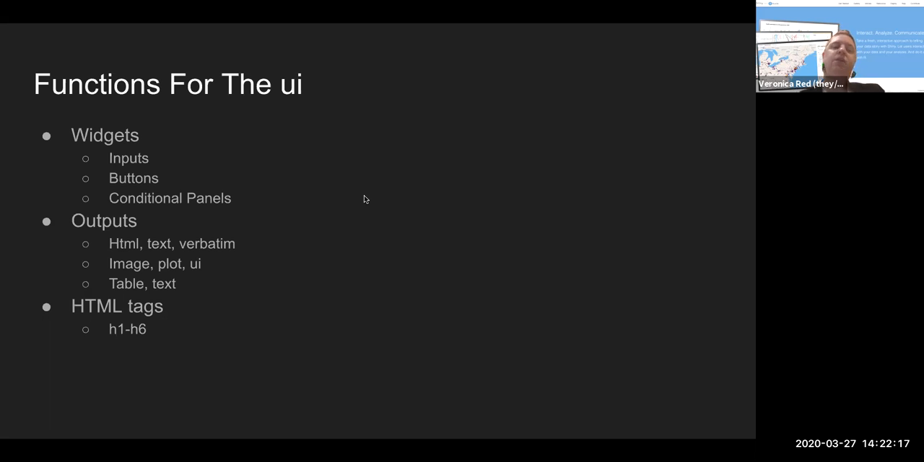Okay, so we have a bunch of different possibilities for outputs. We have HTML tags that we can use for people who have written HTML. H1 through H6 are the different types of headers, and they all display differently. But they're all functions that we can use for displaying in our UI.